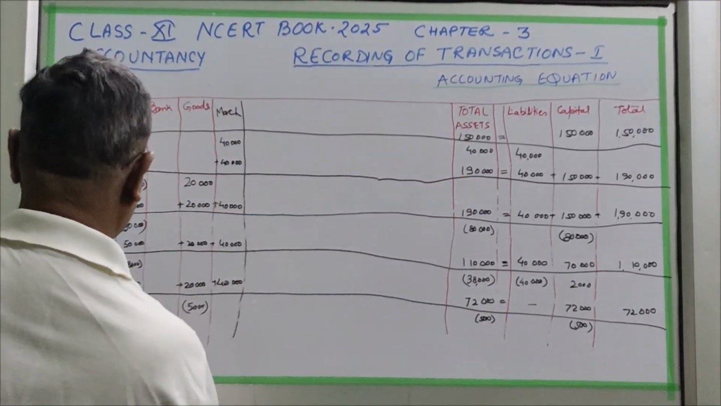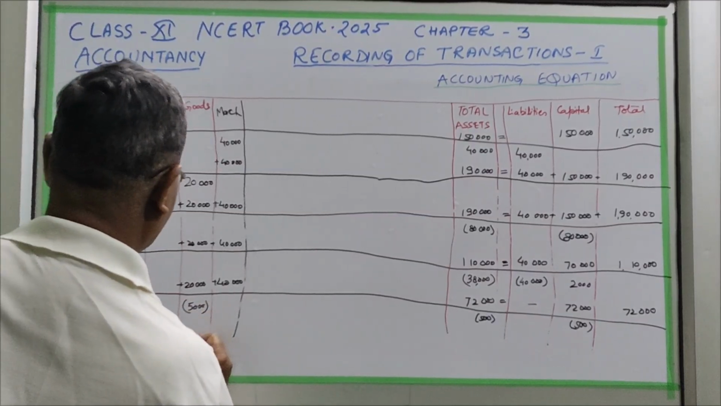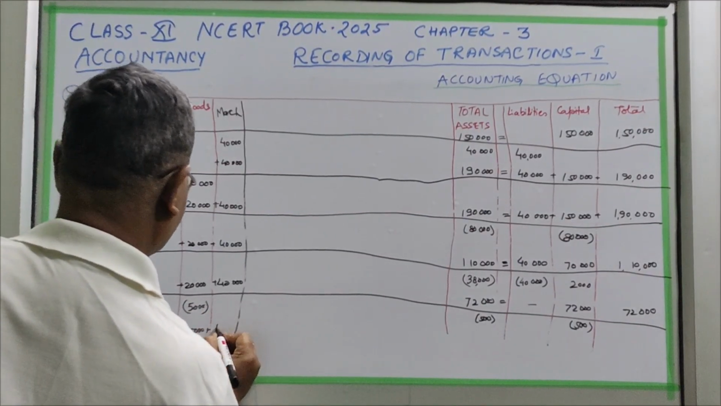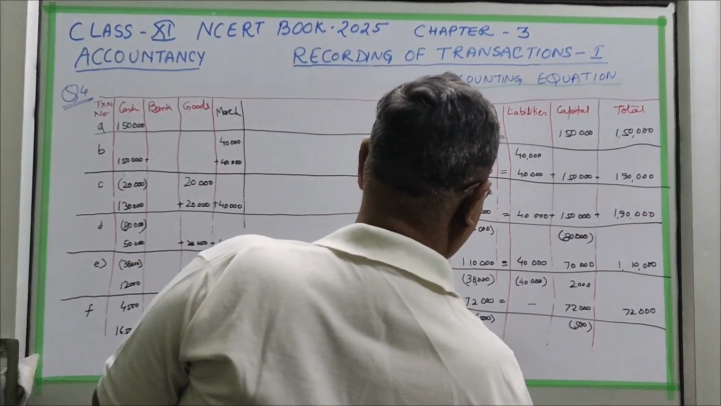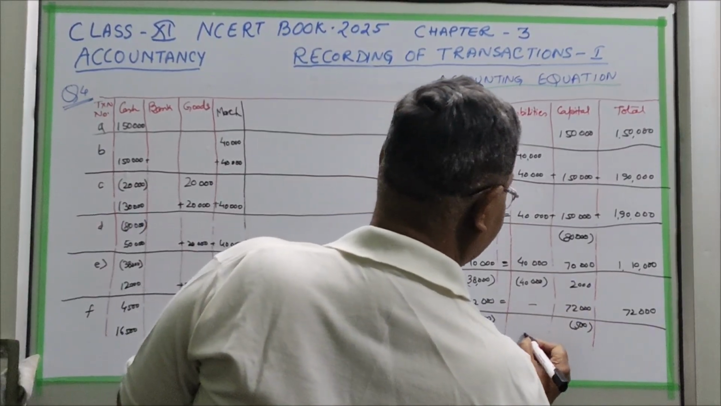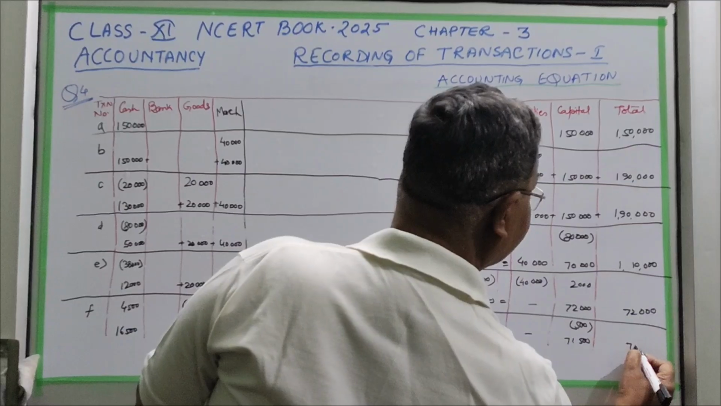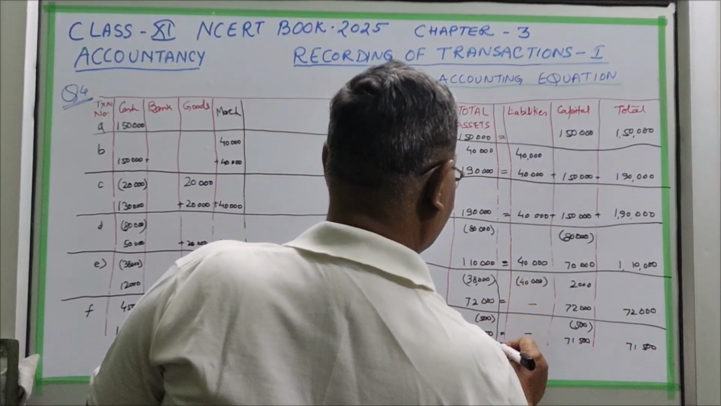What is the net position? Net position will be 16,500. Here it will become 15,000. It is 40,000. And here it will become 71,500. And here nothing will come. Here it will be 71,500 and total is 71,500 and this is again equal. Okay.